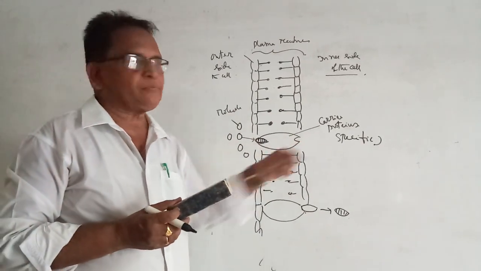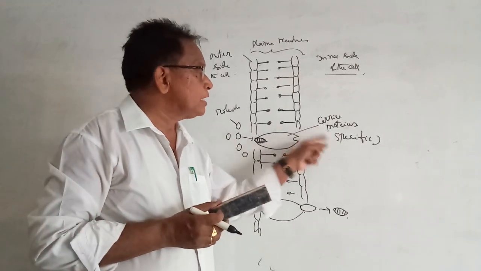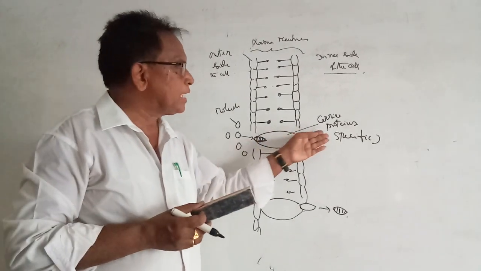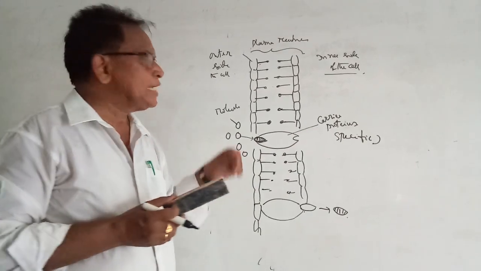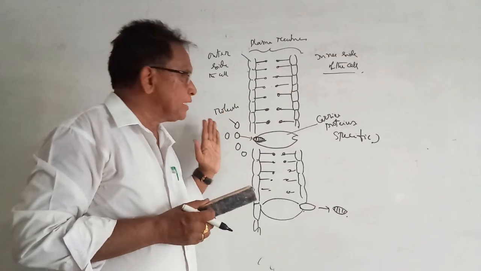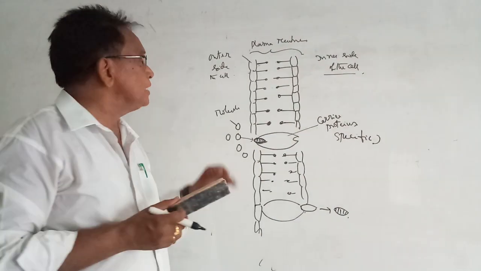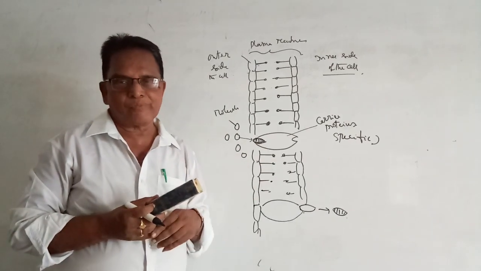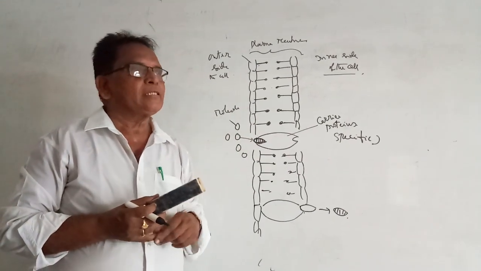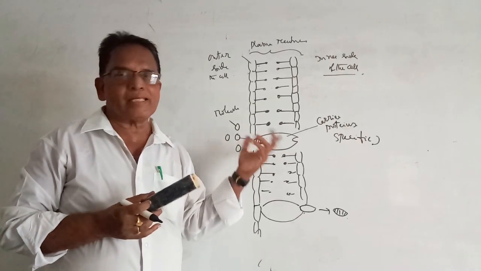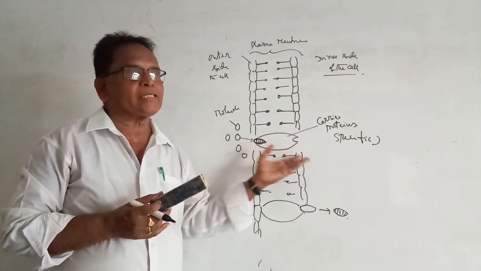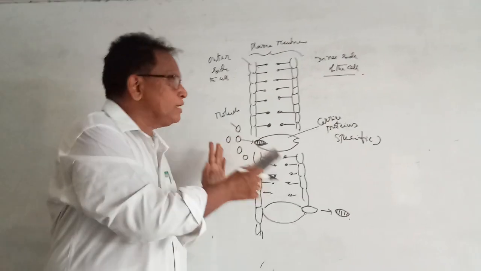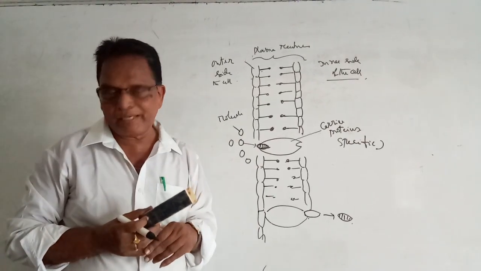So these are specific, and these are activated by some hormones, and these carrier proteins are saturated. Suppose after the migration of all these molecules from the outside to the inside, these carrier proteins may become saturated, so they are at the saturation point. They are inhibited by certain enzymes, or by certain hormones also. They are specific in their action, but there is no need of energy for this facilitated diffusion.